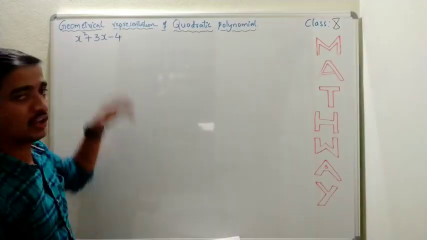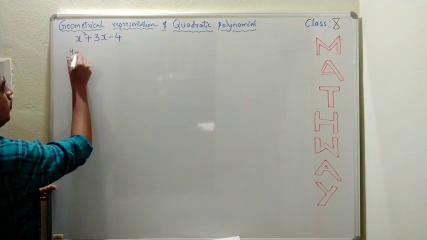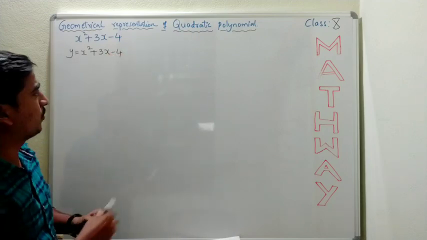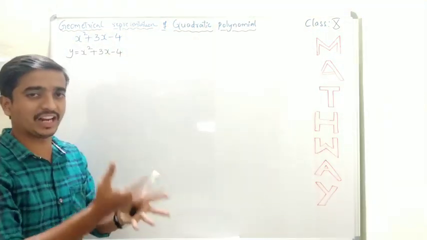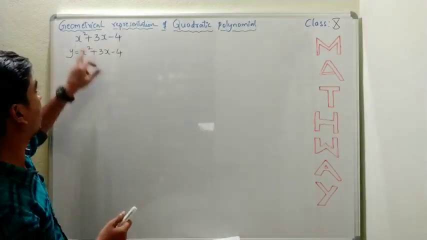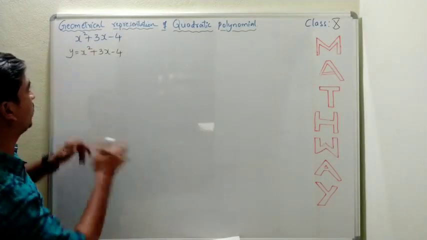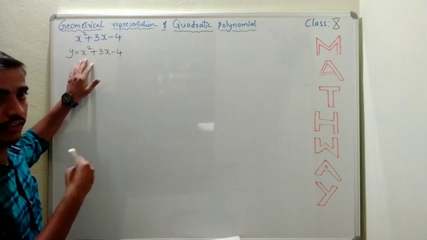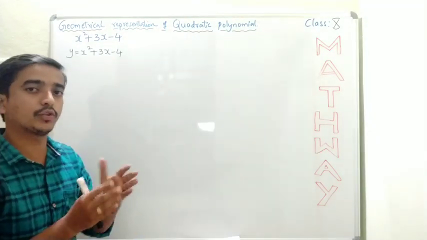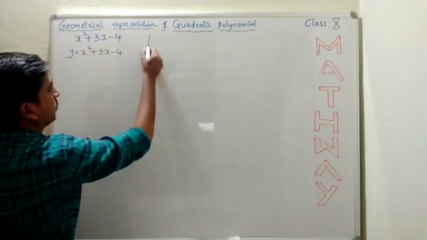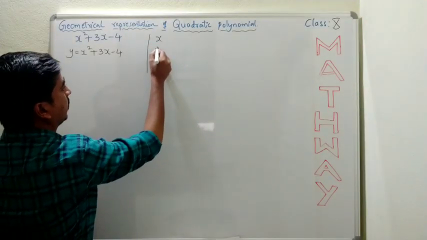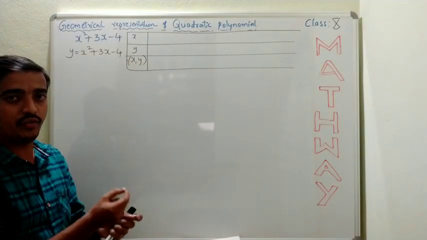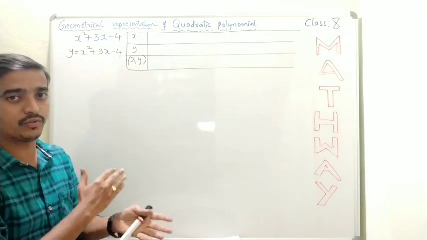Now for the given polynomial, take y equals x square plus 3x minus 4. Why? Because we will plot points on the graph. The graph consists of x coordinate and y coordinate, so it has x values. To know the y coordinate, we take y equals x square plus 3x minus 4. By substituting the x value in the given polynomial, we can get the y coordinate as well, giving x comma y. Before, we found the zeros of the polynomial: minus 4 and 1.